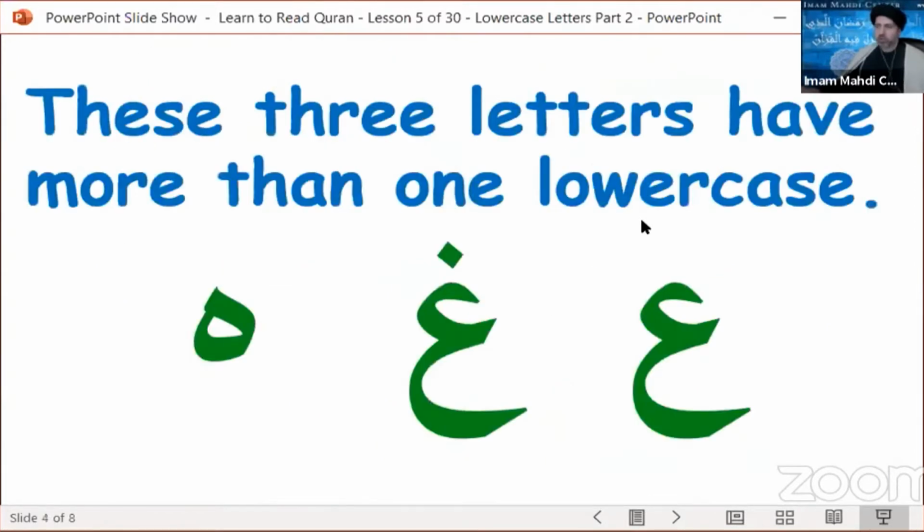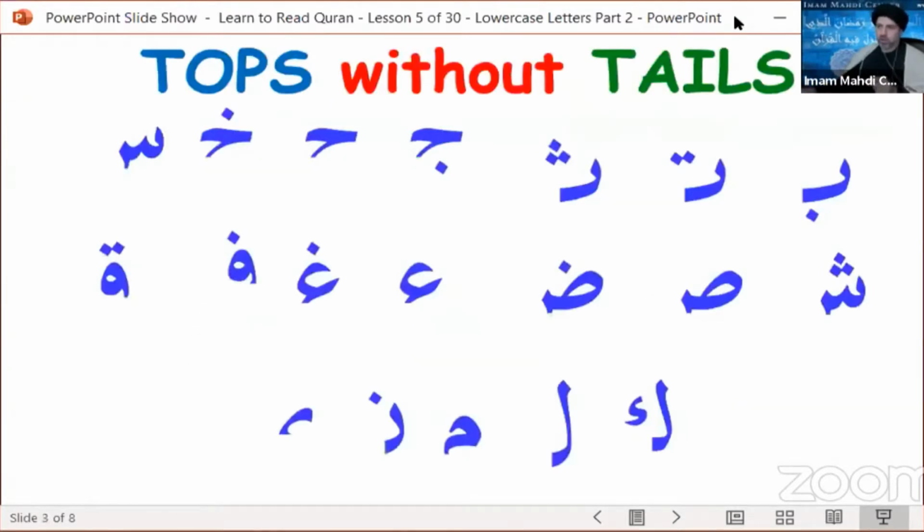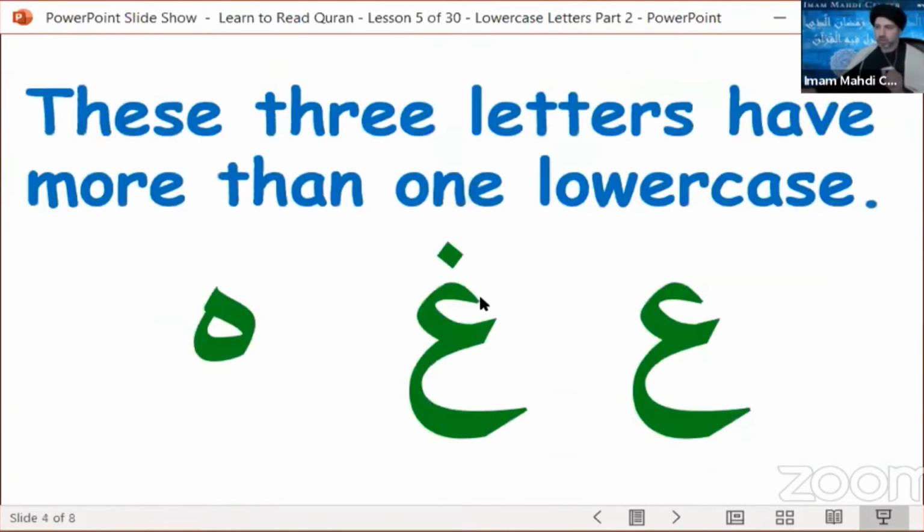Tonight's discussion will cover 3 specific letters that have more than one lowercase form. So with the other letters that we discussed last night, with the exception of the ayn and the ghayn, all of the other letters in their lowercase form have just one lowercase form. But when it comes to these 3 letters, the ayn, the ghayn, and the ha, each one of them has 3 lowercase forms, depending on how it connects with other letters.